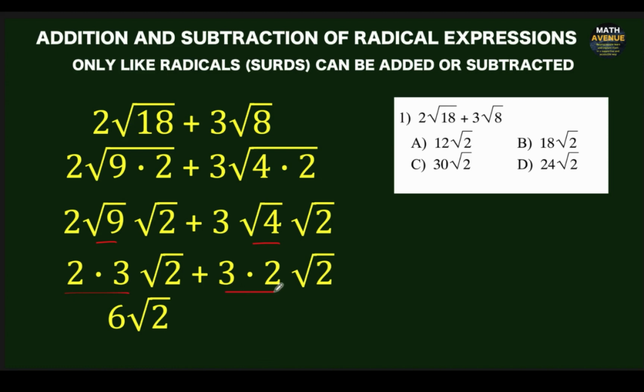3 times 2 is also 6. Copy square root of 2 and copy the addition symbol. Then, we now have like radicals. Square root of 2 and square root of 2 are like radicals.